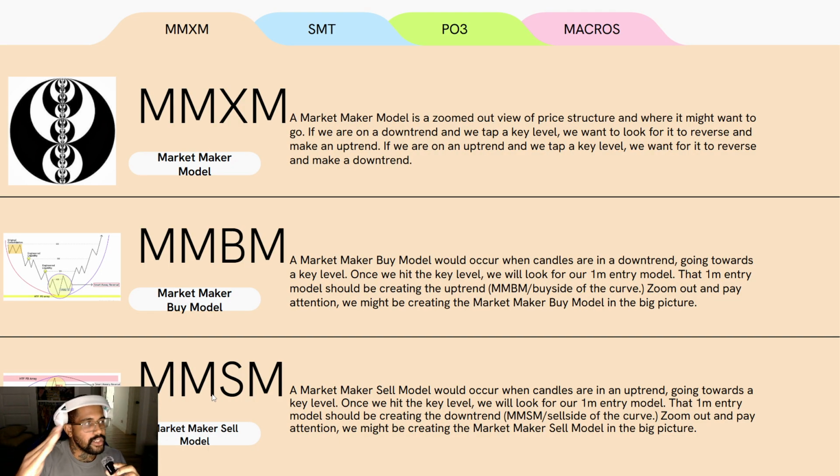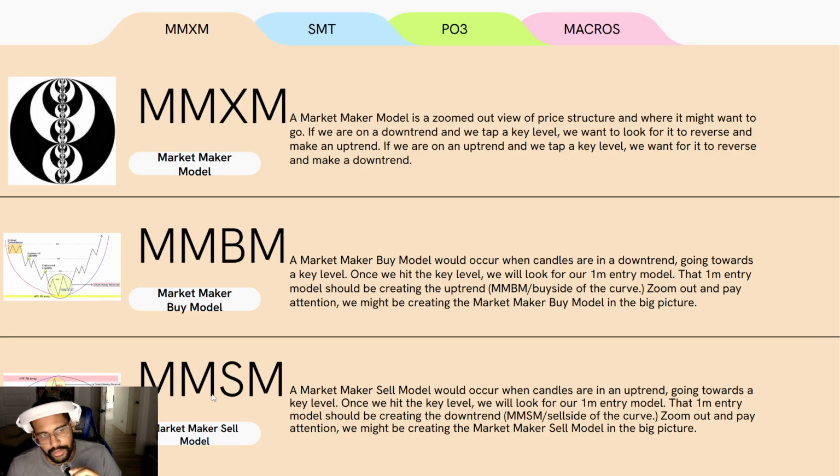Going up is an uptrend. It hits the fair value gap, 4-hour fair value gap, higher time frame key level, and starts going down, making a downtrend. When it starts going down, now we're doing a market maker sell model. Start looking for sells, because we're going on a downtrend. Pretty much what I'm saying is a market maker buy model is when we go on a downtrend, hit a level, and go on an uptrend. Market maker sell model is when we're on an uptrend, hit a key level, and go on a downtrend.